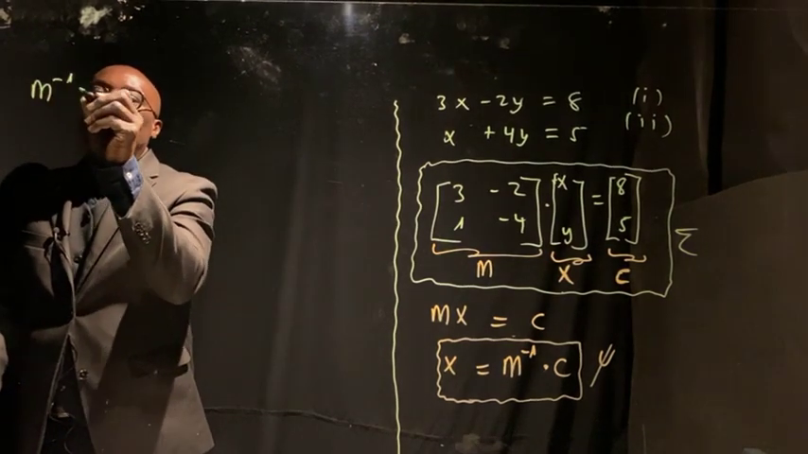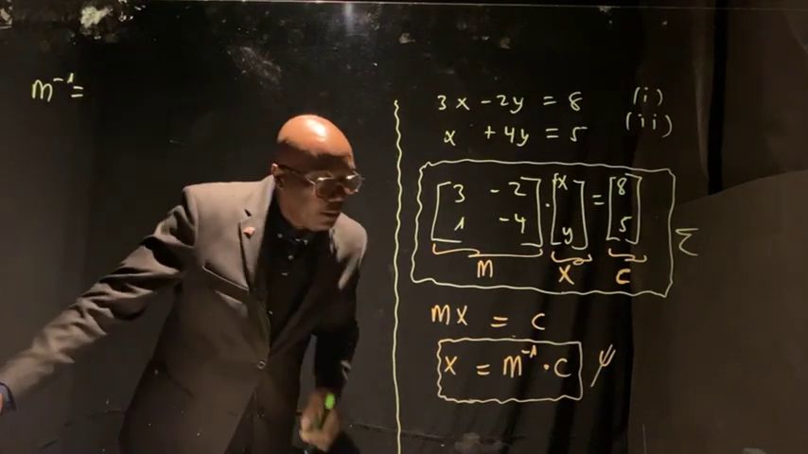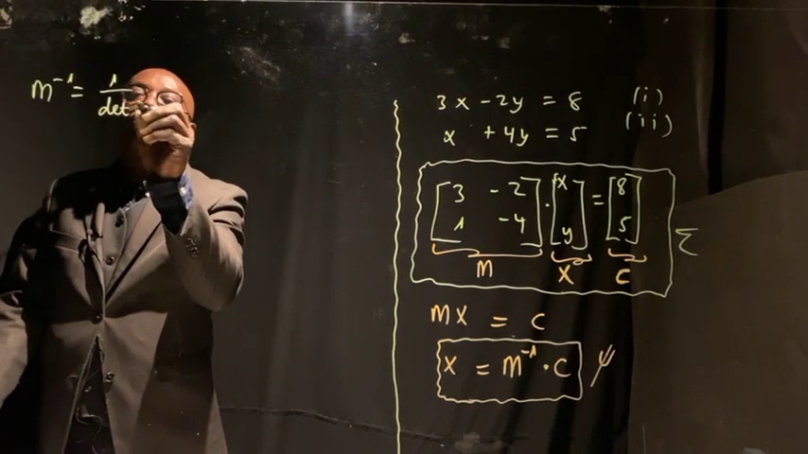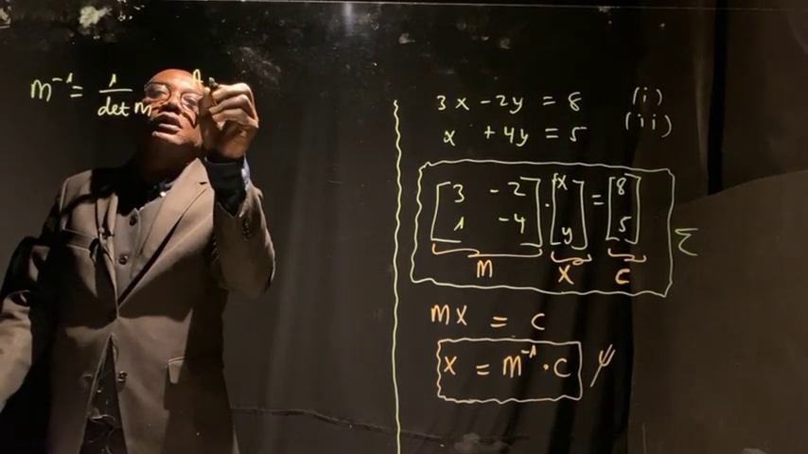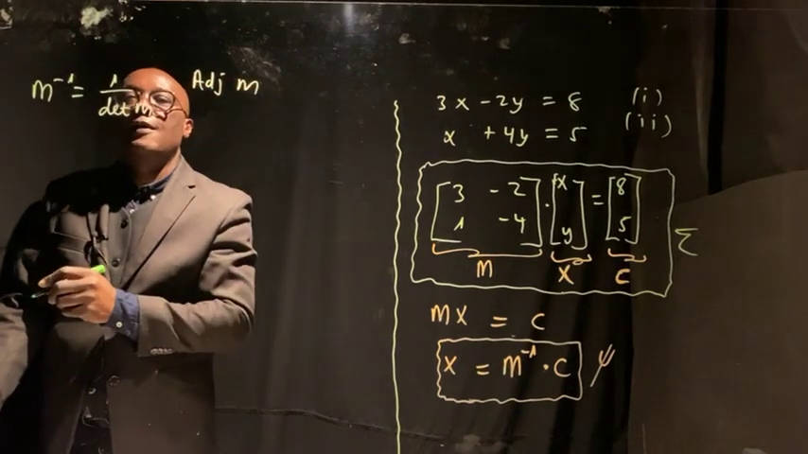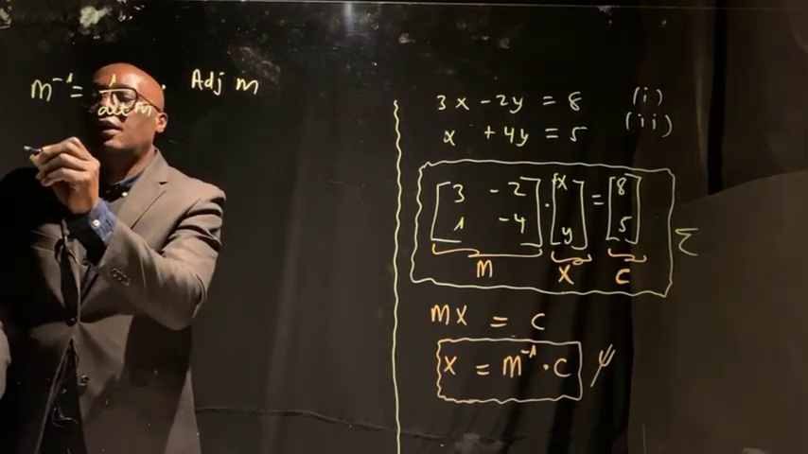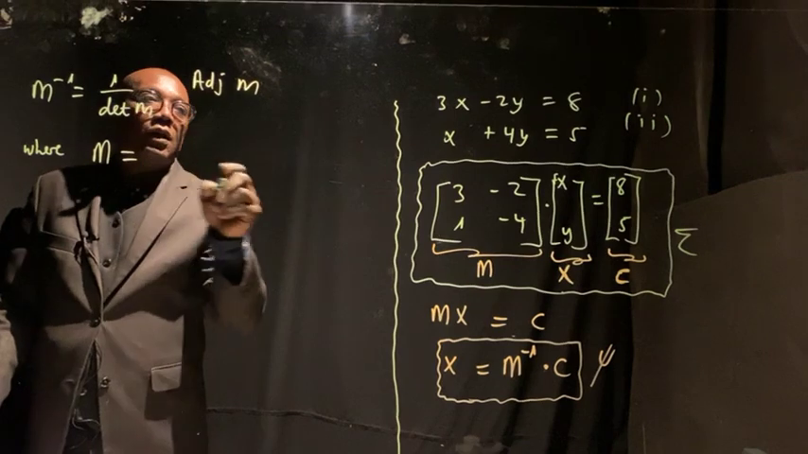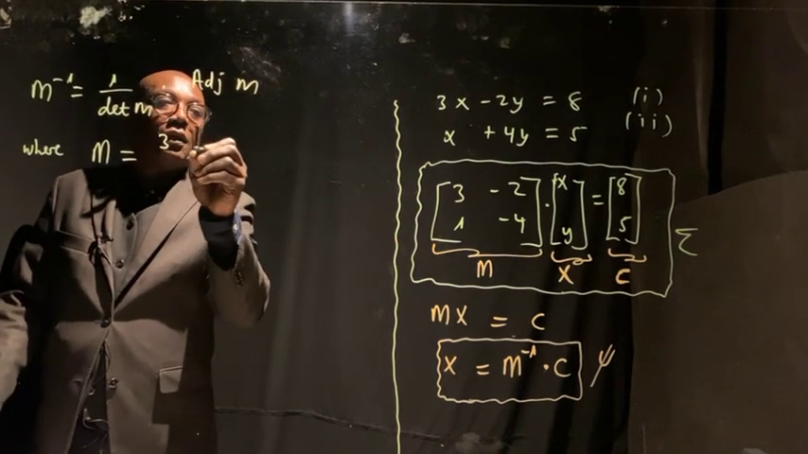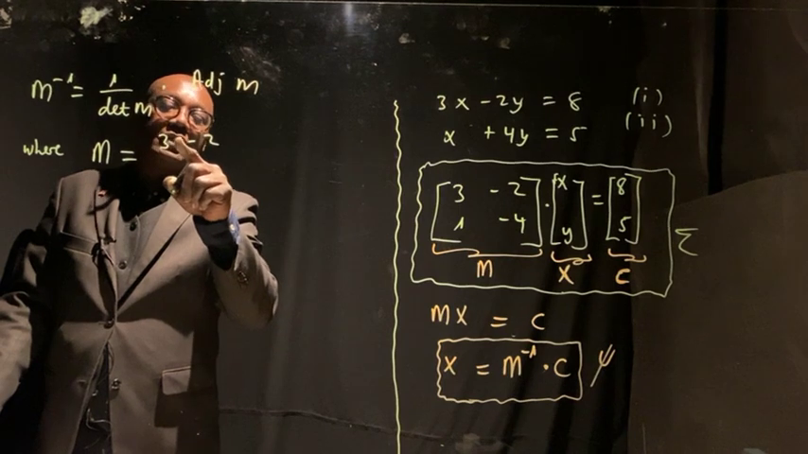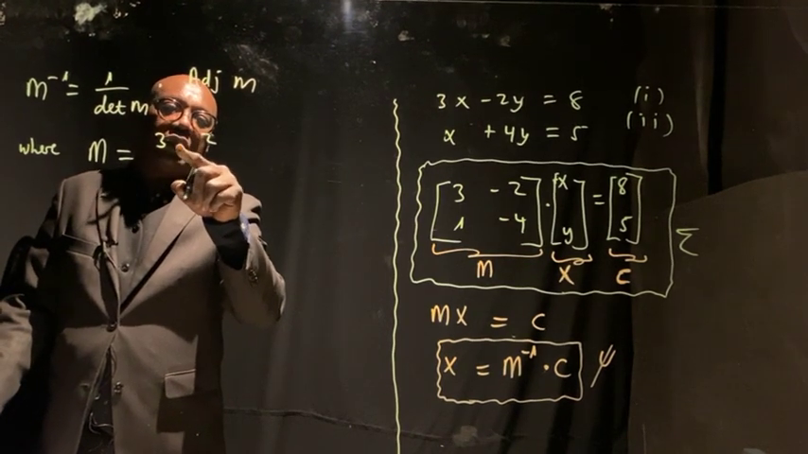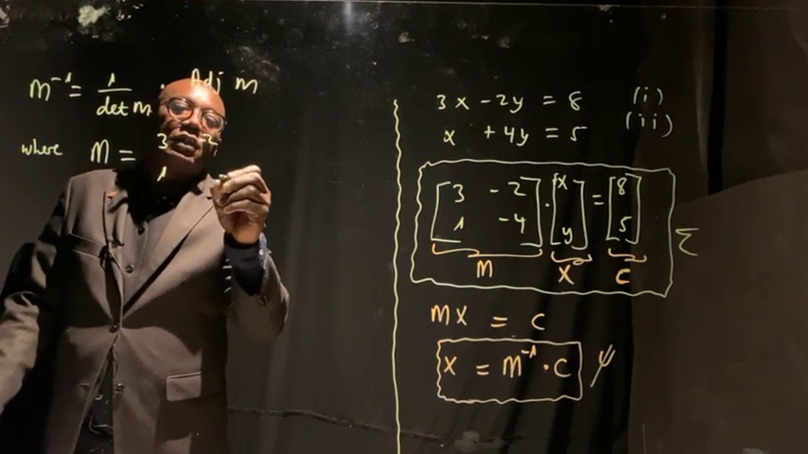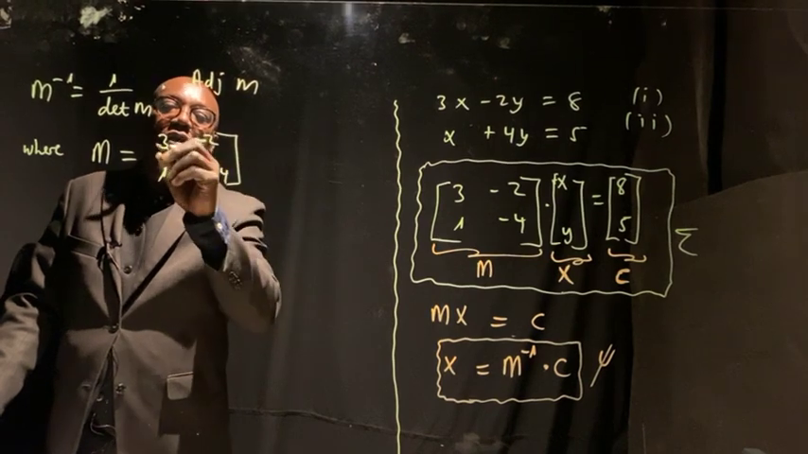The inverse of M, by definition, is given by 1 over the determinant of M multiplied by the adjoint of M, where the matrix M we know: 3, minus 2, 1, and minus 4. This is the matrix M.